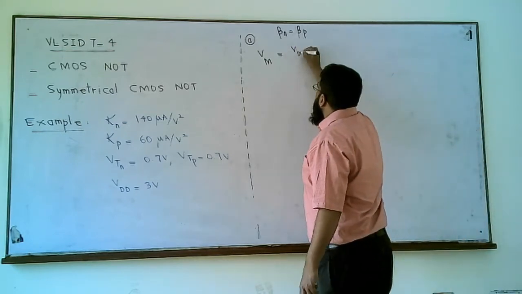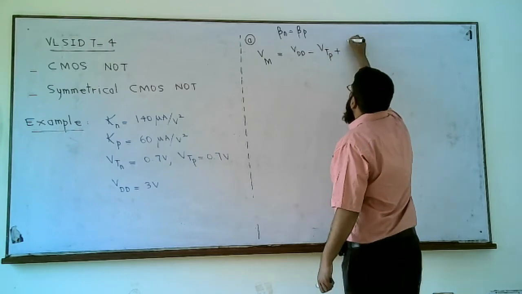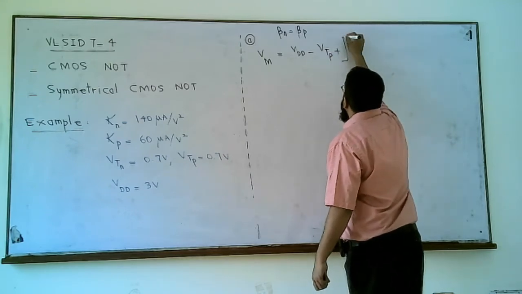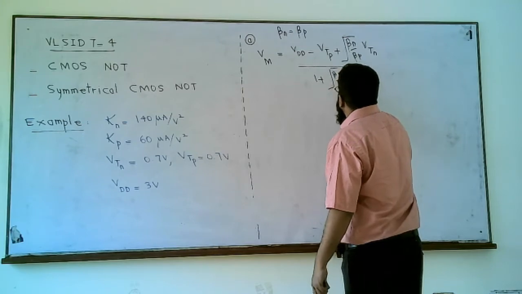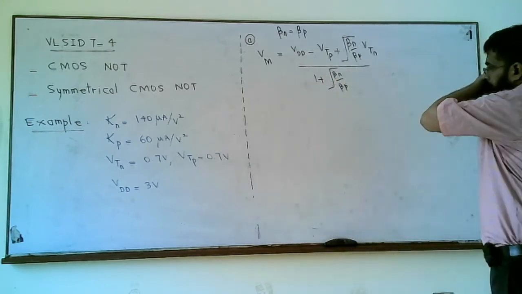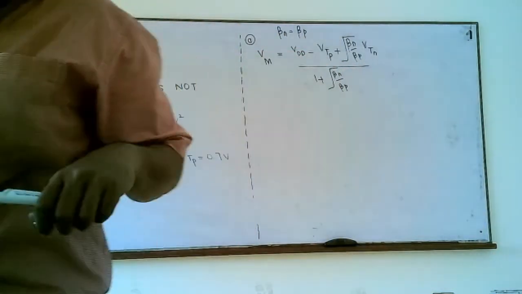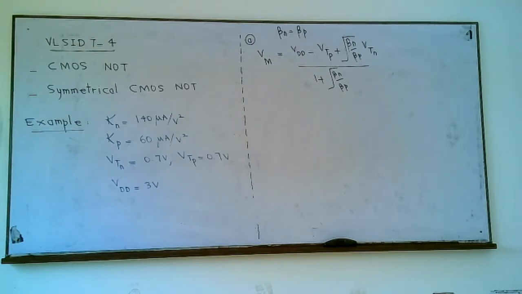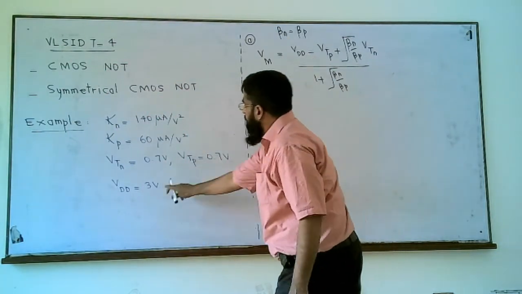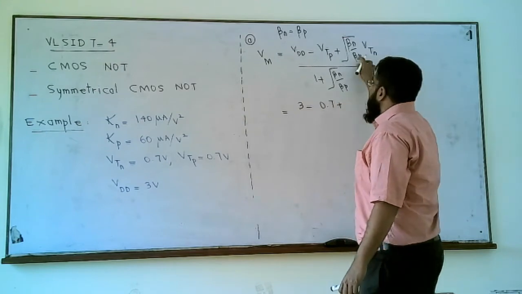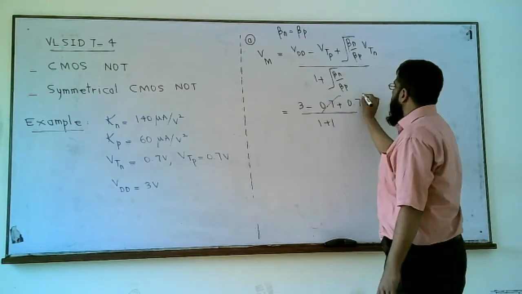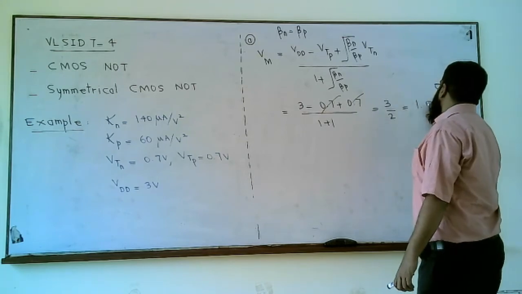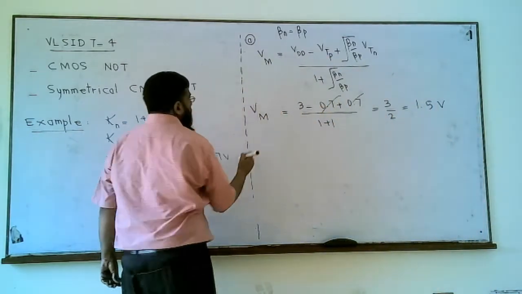We know that Vm is Vdd minus Vtp plus the square root of beta n over beta p times Vtn, over 1 plus the square root of beta n over beta p. So we have Vtp and Vtn, and the values are given to be equal. So we put Vdd, so 3 minus 0.7 plus this ratio, which is 1 because beta n is equal to beta p, times 0.7, over 1 plus 1. So we get 3 over 2, which is 1.5 volts. So Vm is very simple.